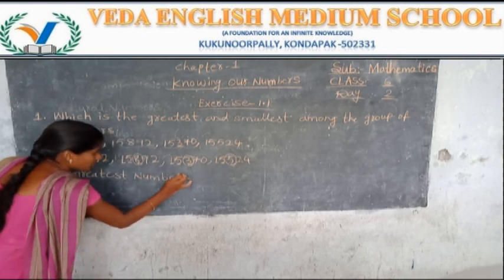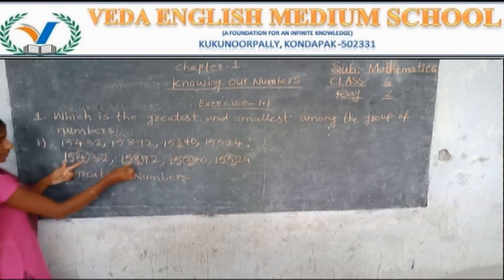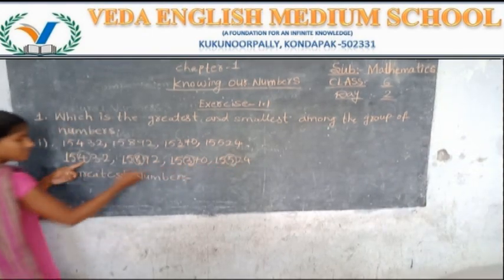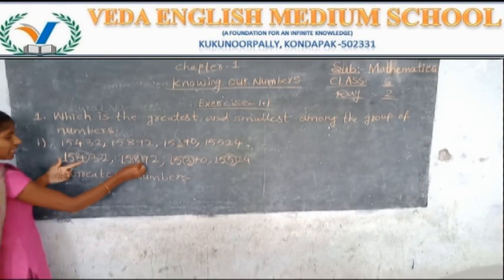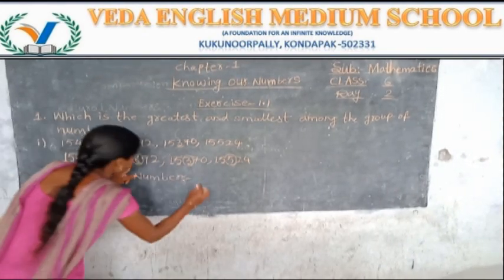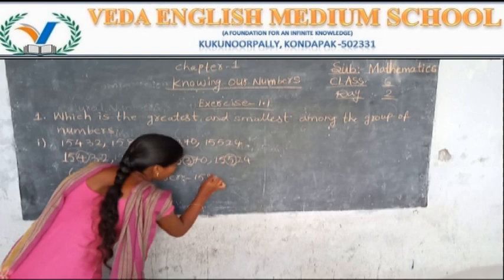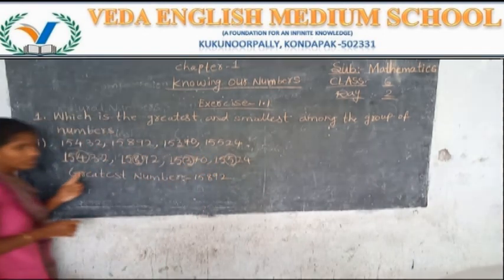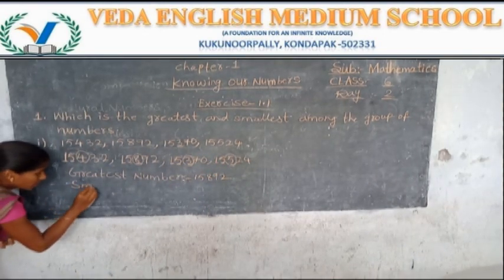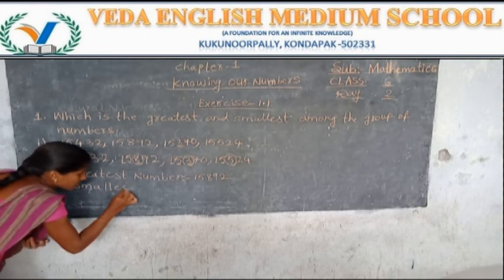Greatest number. Now 4, 8, 3, 5. What is the greatest number out of these 4? 8 is the greatest number. So 15,892 is the greatest number. Now the smallest number.